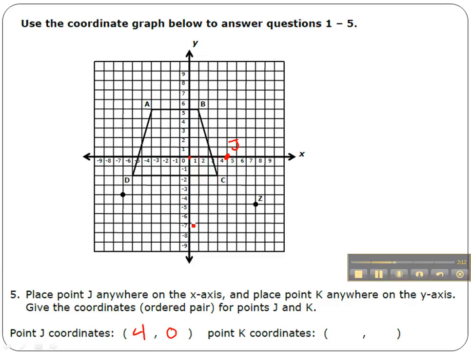Let's put point K right there on the y-axis. I start at the origin and check my x-coordinate. I don't need to go right or left at all. So the x-coordinate is 0, and that will be true of any point on the y-axis. But we do need to go down 1, 2, 3, 4, 5, 6, 7, and that's the negative direction for y, so (0, negative 7).